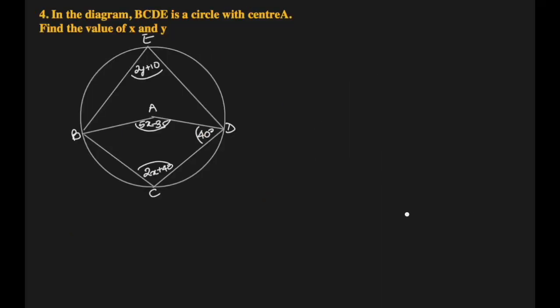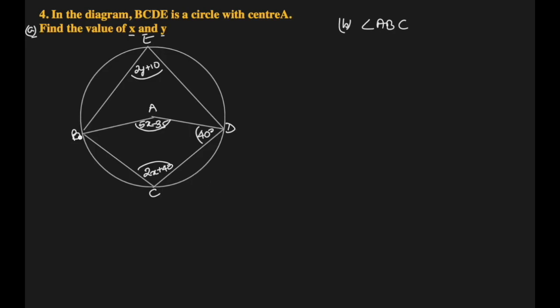Moving on to question number 4. In the diagram, BCDE is a circle, center is at A, and they have given so many angles here. Find the value of x and y. That is the A part. B part says find angle ABC. So let's focus on A first. We'll find the values of x and y.